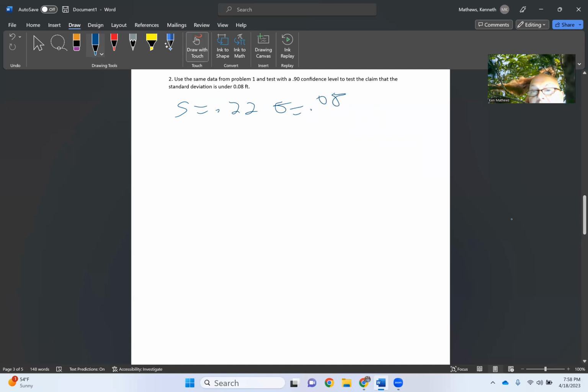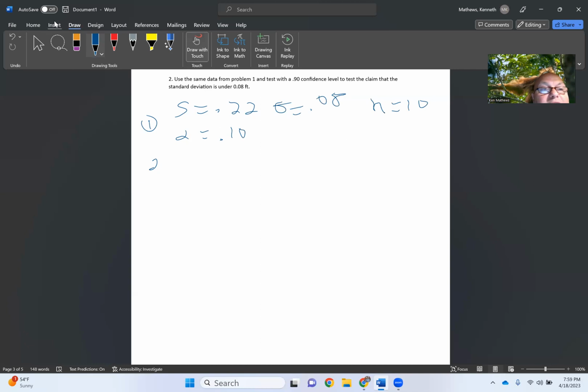And we know that, I got this thing in my way, I need to move it up. Okay. And we know that n is equal to 10 because there were 10 samples. And alpha this time is 0.10 because it's a 90% confidence level. All right. So that's number 1.